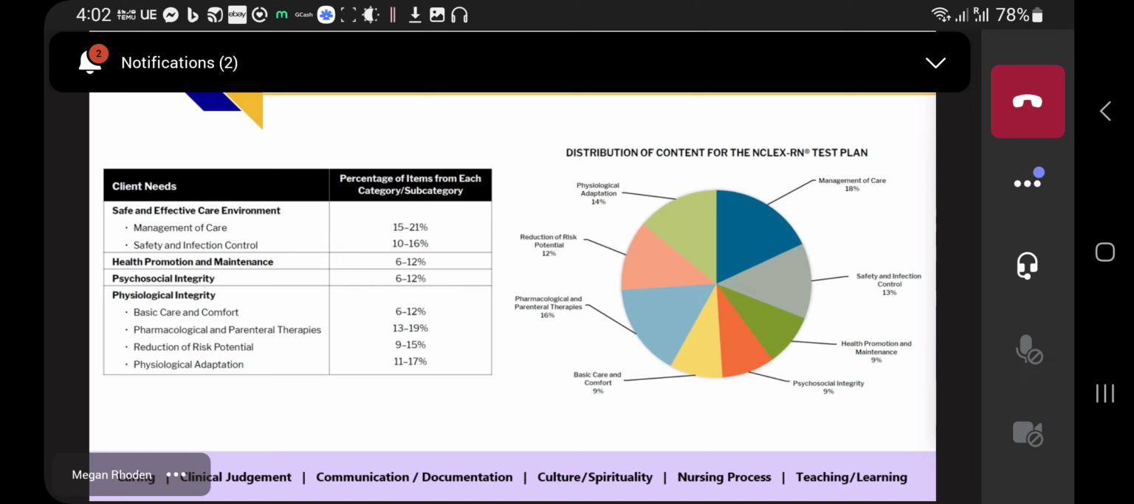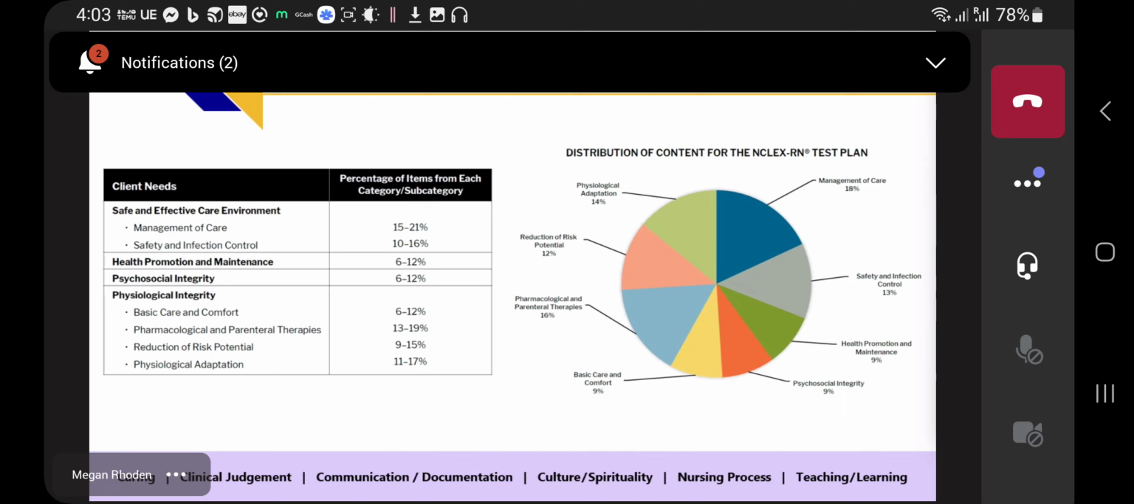There are 4 major client needs categories. 2 of them have subtopics. So we have safe and effective care environment with 2 subtopics, management of care, safety and infection control, which is what we're going to be talking about today. Health promotion and maintenance, psychosocial integrity, and then physiological integrity has the 4 subcategories: basic care and comfort, pharmacological and parenteral therapies, reduction of risk potential, and physiological adaptation.